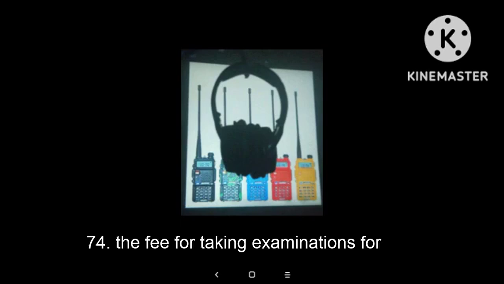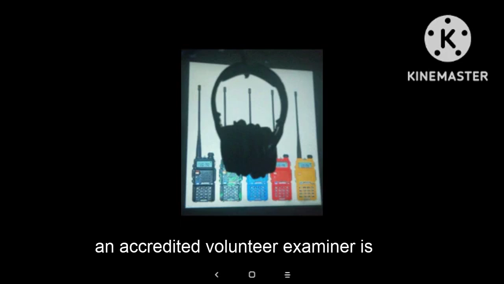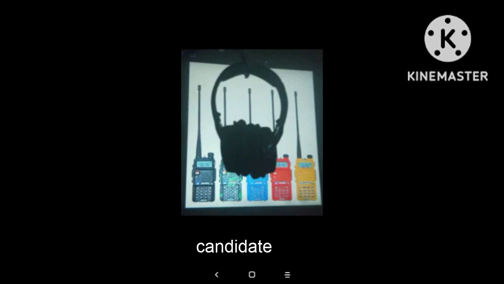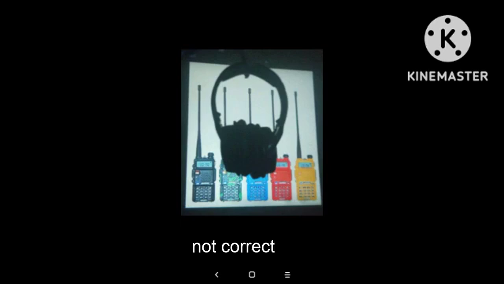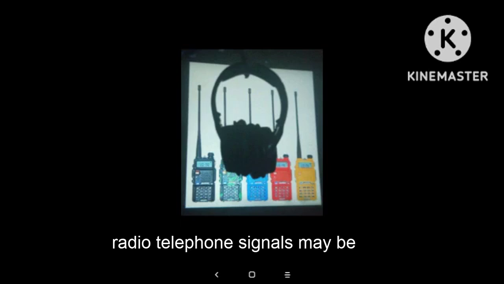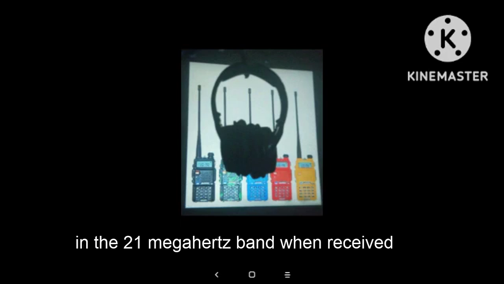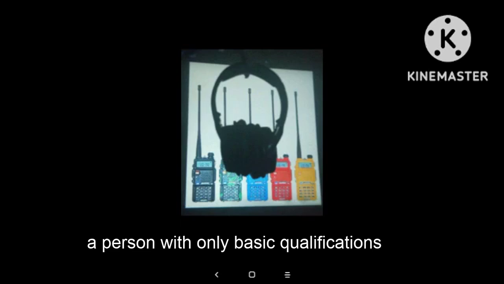74. The fee for taking examinations for amateur radio operator certificates by an accredited volunteer examiner is to be negotiated between examiner and candidate. 75. Which of the following statements is not correct? Radio telephone signals may be transmitted in the 21 MHz band when received in a VHF band from a station operated by a person with only basic qualifications.